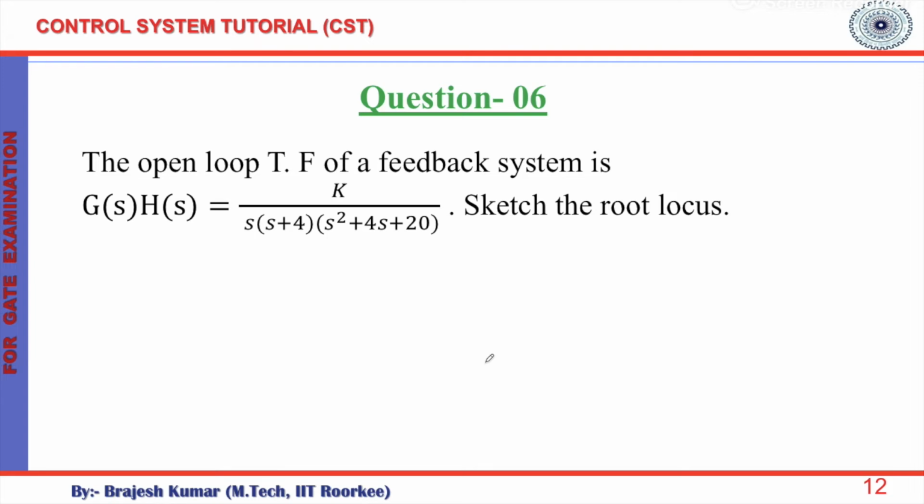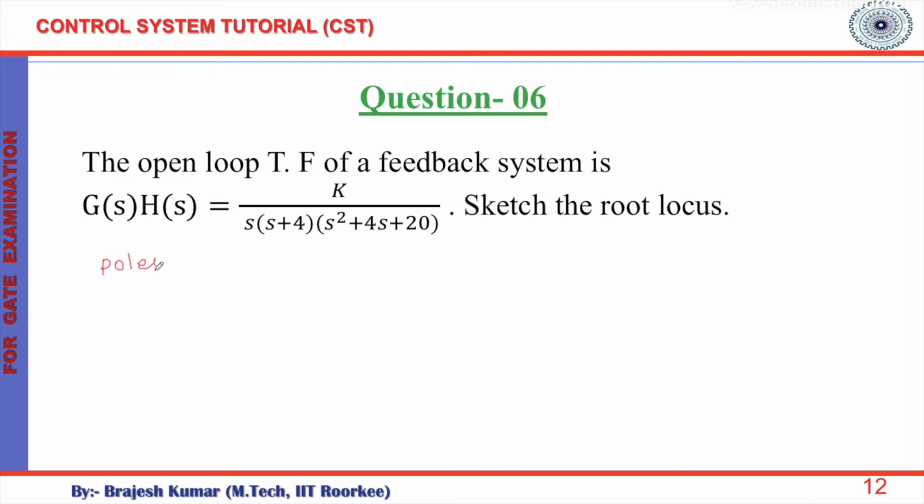Now coming to question number 6, we are given an open loop transfer function, and we are asked to sketch the root locus for the corresponding open loop transfer function. Since nothing is given about the value of k, we will consider the value of k to be between 0 to infinity, and hence the corresponding root locus will be a direct root locus.